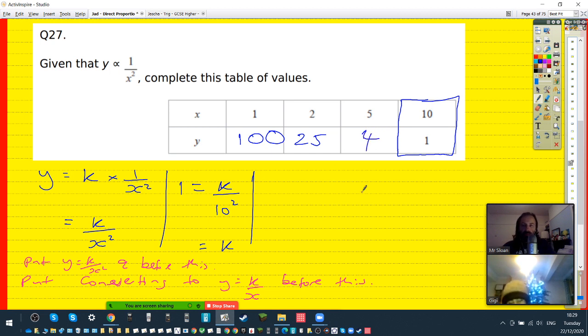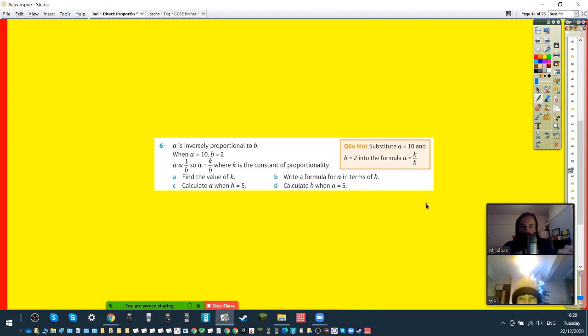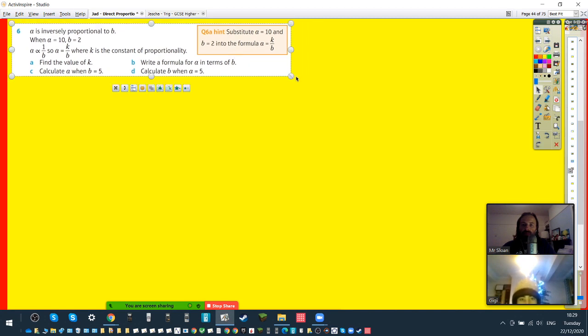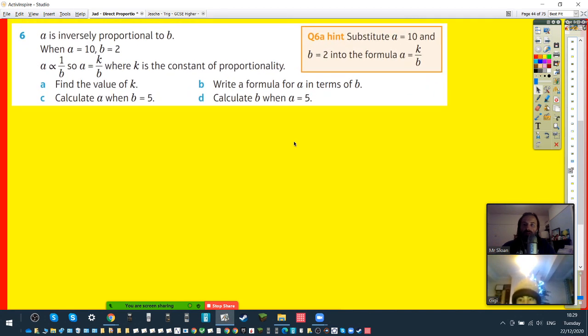So it was a bit of a leap. But yeah, we had y equals k over x. Now it's y equals k over x squared. Anytime you have something is proportional to something else, there's a constant of proportionality. So it's that times something. So we just did a trickier one than this. A is inverse proportional to B. Find the value of k. That seems alright.